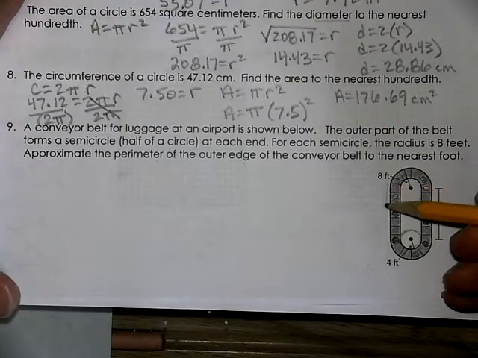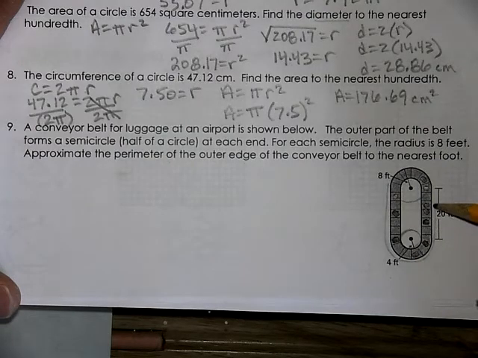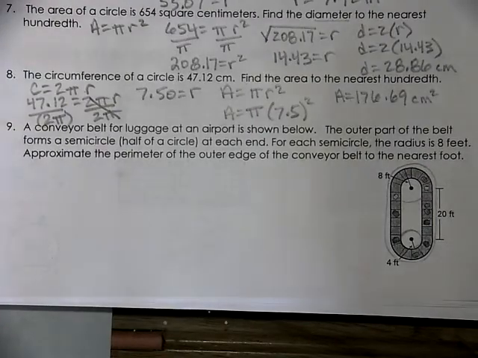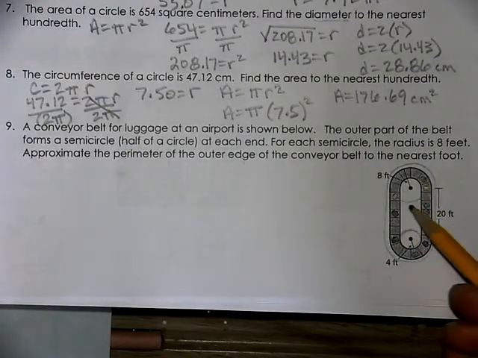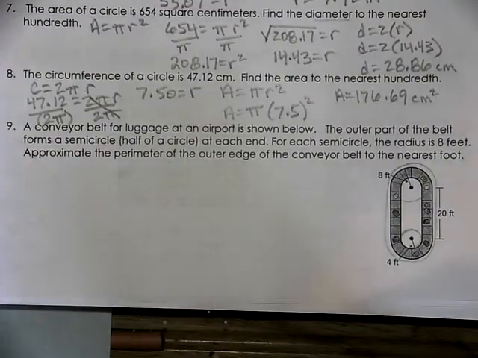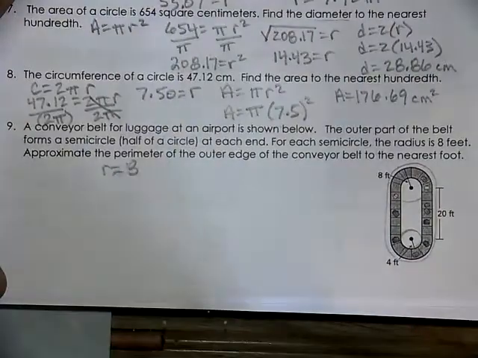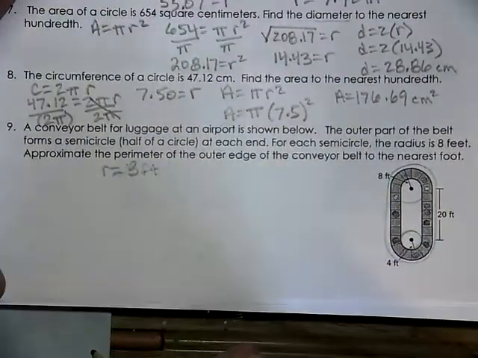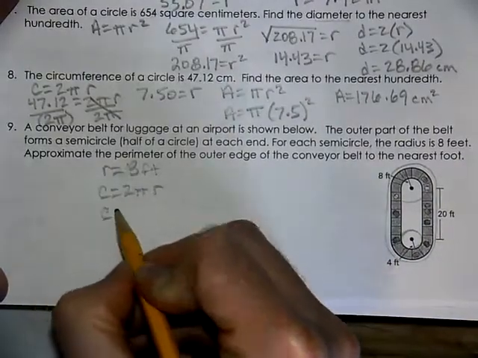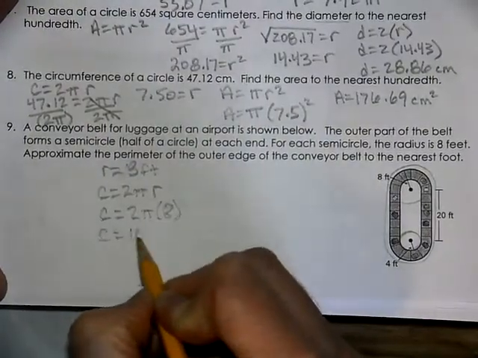So they want us to go down the one side, go around with the big circle, up the other side, and again go around the big circle. A semicircle is half of a circle. It doesn't go all the way around. It just goes half that corner. So we have to find the circumference. If the radius is 8 feet, the circumference is 2 pi r. So our circumference is going to be 2 pi times 8, which is 16 pi.